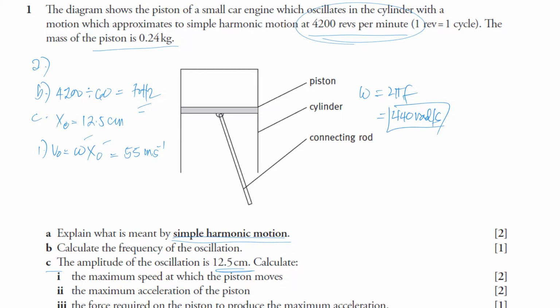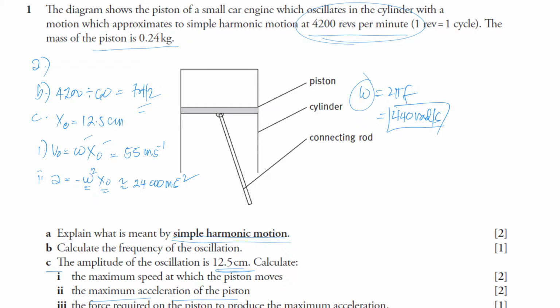Next, what about the maximum acceleration here? So let's go to II. Maximum acceleration, the formula is equal to minus, remember, the acceleration is always opposite to the displacement, omega squared X sub O. We have X sub O, change it into meter only. And then you have your value of the omega, square that one, calculate it. You can have around 24,000 meter per second square.